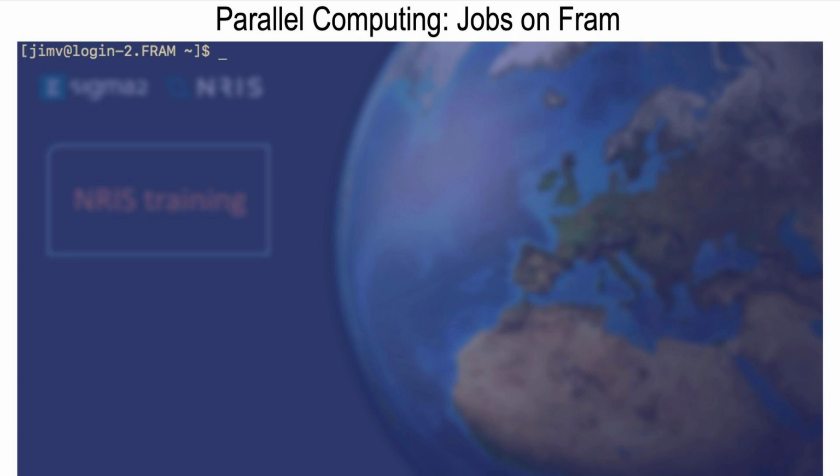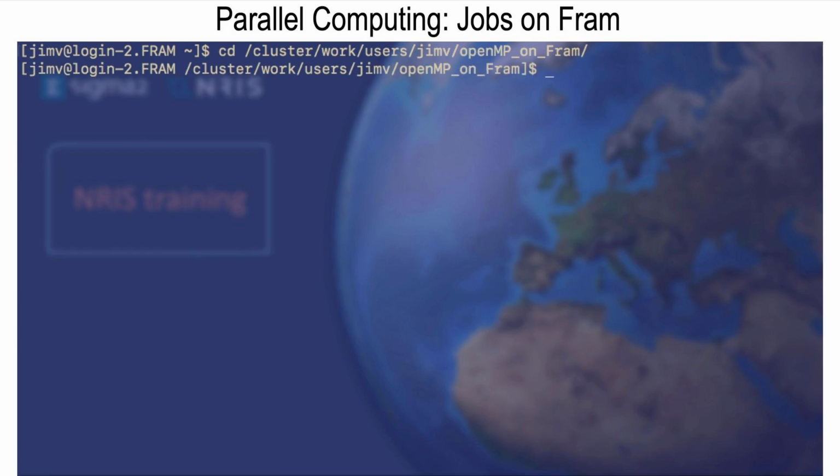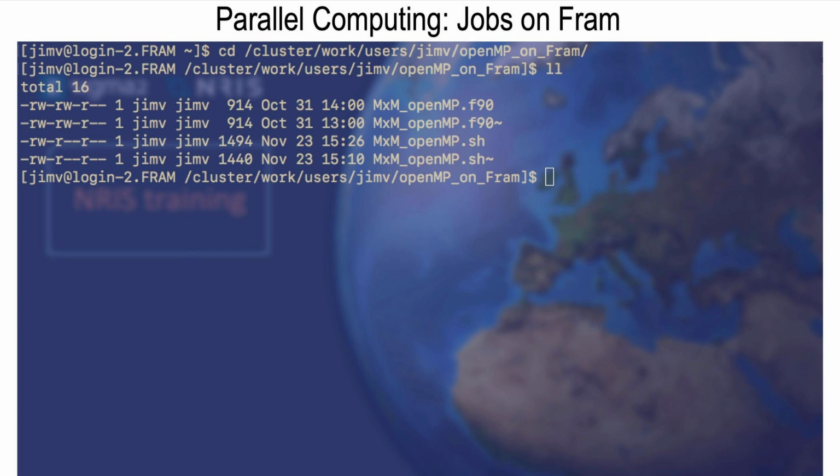After logging into Fram, you'll notice that I've landed on the Login Two node. Let's navigate to the OpenMP on Fram directory located in the Work folder using the cd command. Observe how the command prompt changes when you execute this command. By using the ll command, we can view the contents of this directory.